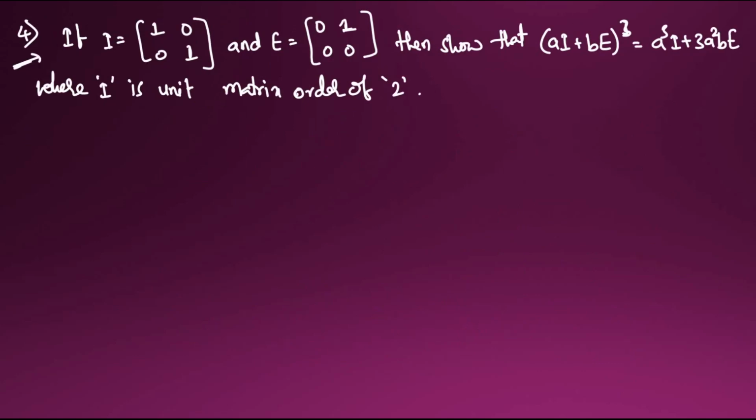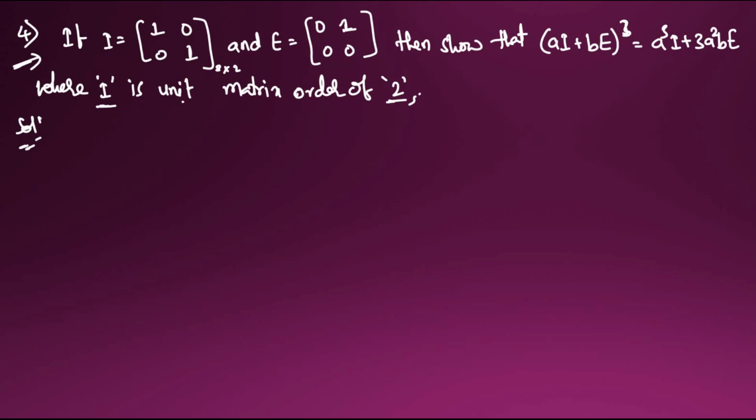Dear students, here the fourth question is given as, if I is equal to 1 0 0 1 and E is equal to 0 1 0 0, then show that (AI plus BE) whole cube is equal to A cube I plus 3A square BE, where I is a unit matrix of order 2. Here he is saying order of 2 means 2 by 2. Okay, so now the solution will come like this.